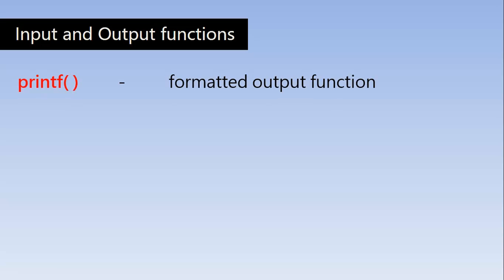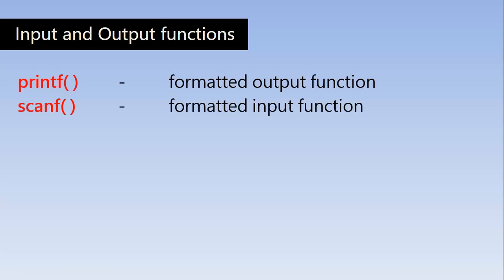So let's see some very important input and output functions. First comes the printf function, which is a formatted output function. We have already used this printf function to print something out on the screen, right? We use this function to print some text and the content of the variables on the screen, right? So that is why it is called a formatted output function, which means we can format the output that we are going to print on the screen. We can set the type of the data that is going to be printed on the screen.